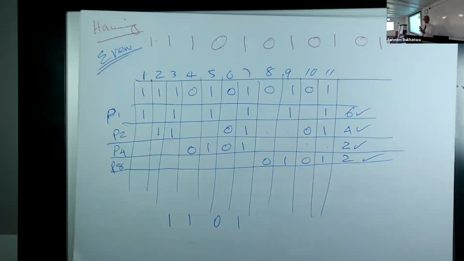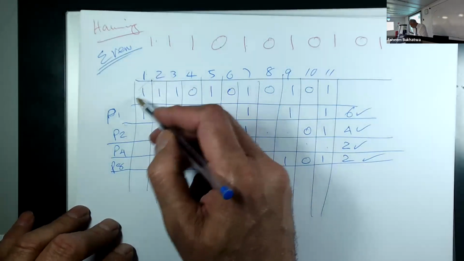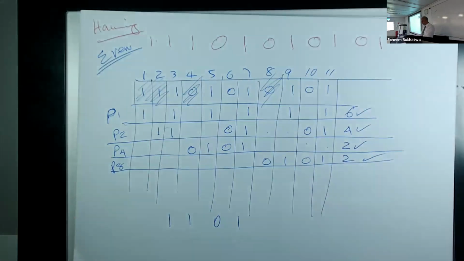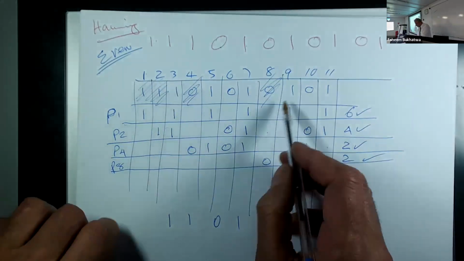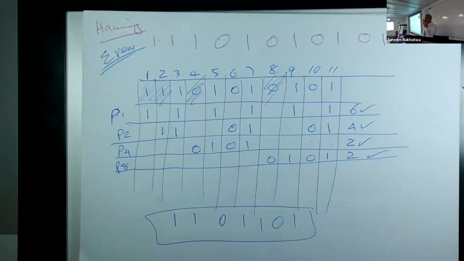Okay, what's the idea? Where is the data? How are you going to find out where the data is? All you have to do is get rid of the parity bits. That's number 1, number 2, 4, and 8. Get rid of them and just read the rest of the data. So it's 1101, 101. That's the original data that the sender has sent. How did we get them? Just get rid of the parity and just read the rest of the frame.